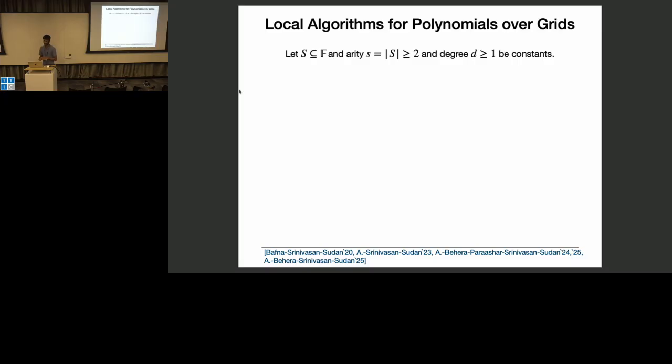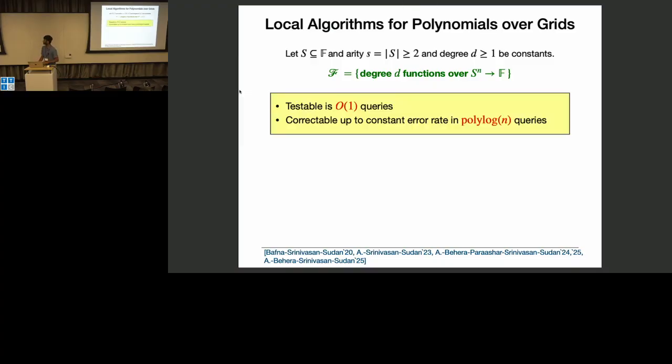To state our results, think of the set S as a subset of the field F, and the arity, which is the size of S, as being some constant. Also think of the degree as a constant. Like I mentioned, we'll look at this family: curly F is the set of all degree D functions defined over this grid S^n. What we show is that you can locally test this family in a constant number of queries. And going to local correction, we show that you can locally correct in some polylog n queries, where the error is some constant bounded away from 0.